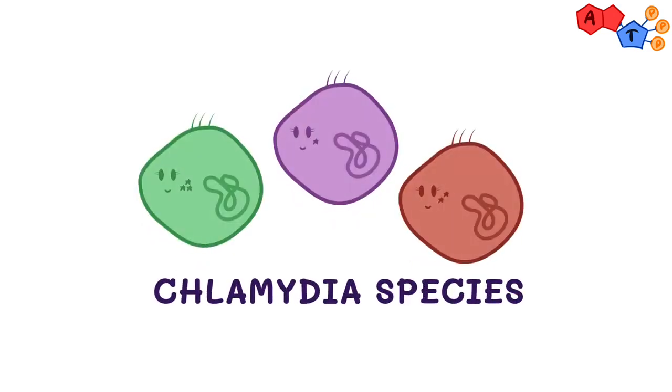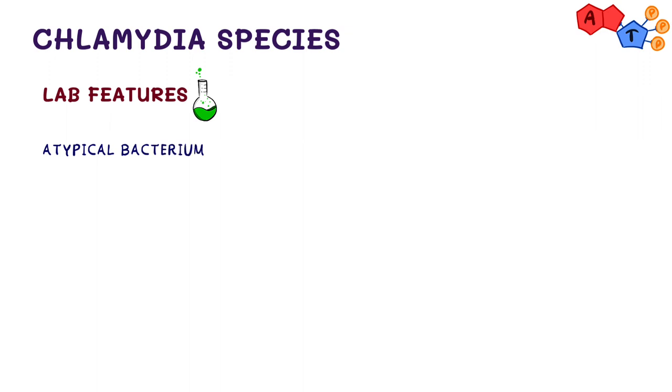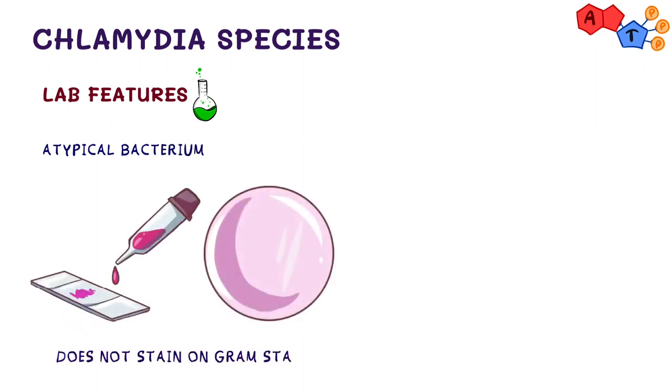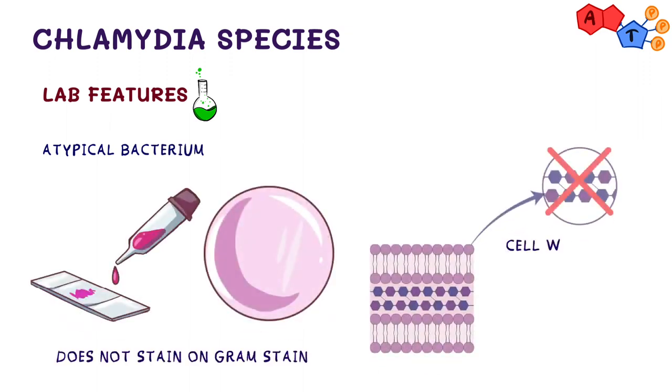Today we'll be talking about a clinically important bug that is often tested in many exams. Please welcome Chlamydia. Chlamydia is an atypical bacterium because it does not stain well with gram stain. This is due to its unique cell wall that lacks muramic acid.